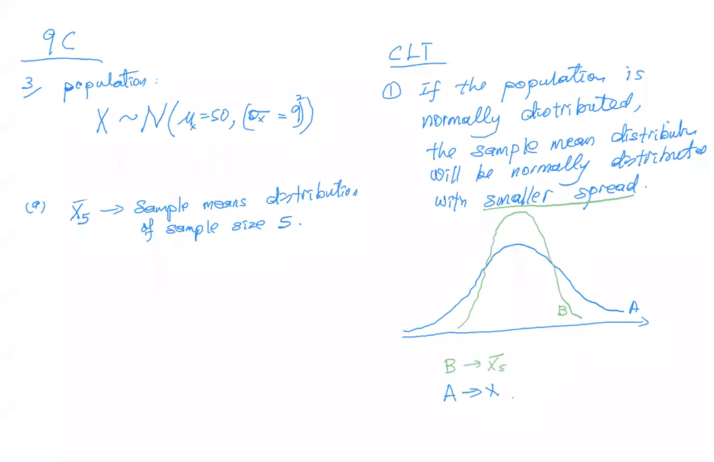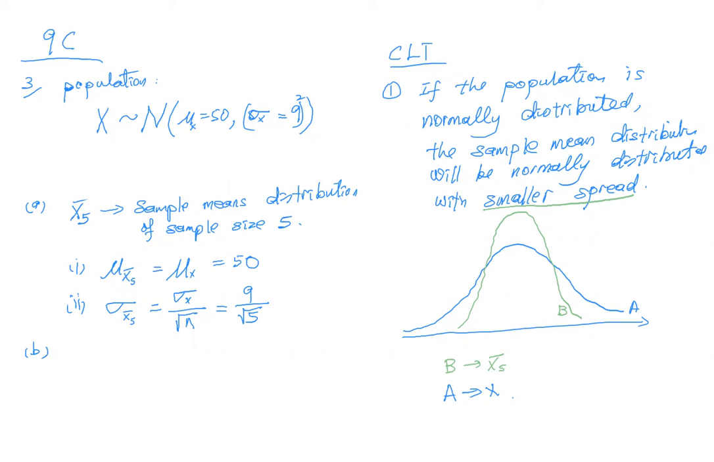So find the mean and the standard deviation for part A. You have no problem, correct? The mean for the X sample mean distribution is equal to the population mean, equal to 50. The standard deviation for the sample mean distribution of size 5 is equal to the population standard deviation divided by square root of n. So equal to 9 divided by square root of 5. Am I right? So part B.